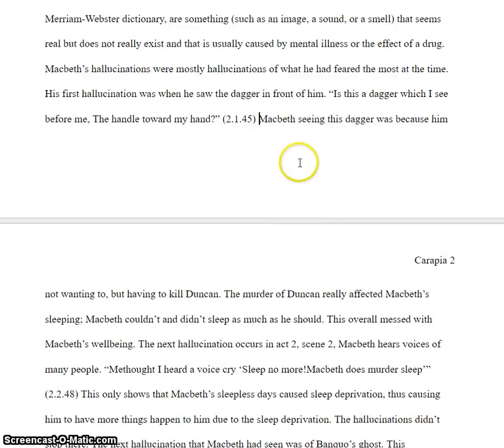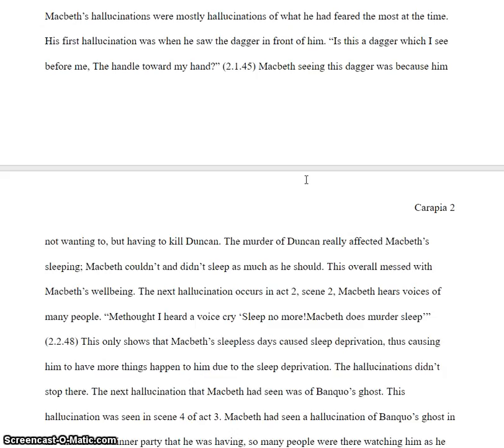and you really got to reread some of these lines, Javier, because, and I'm going to get to word choice here in just a second, but there are so many lines that just are poorly worded. Macbeth seeing this dagger was because him not wanting to but having to kill Duncan. I don't even know what that means. So go back through and really look at that.